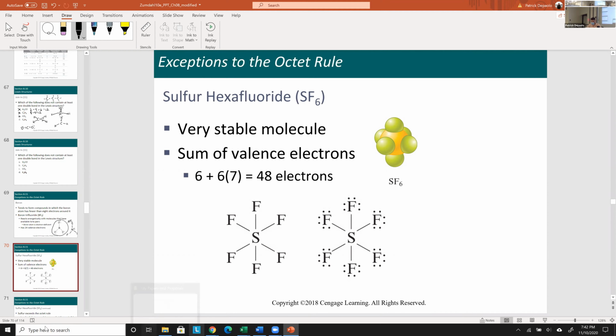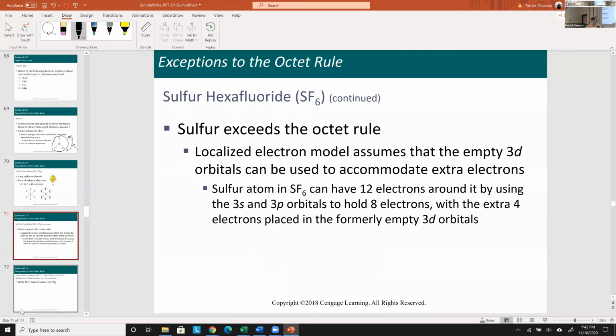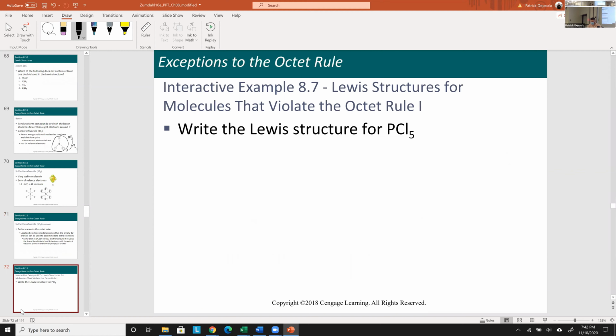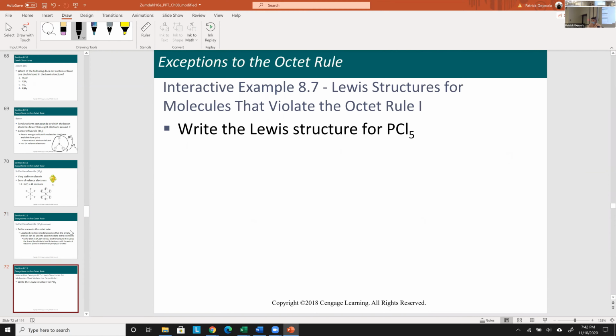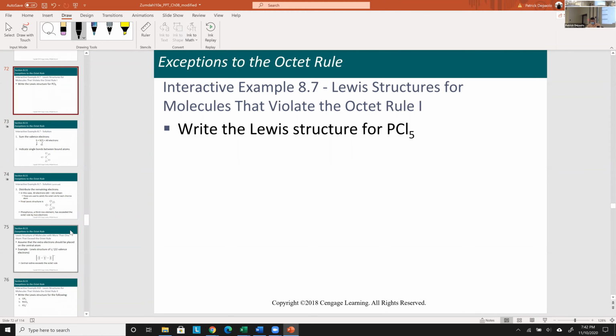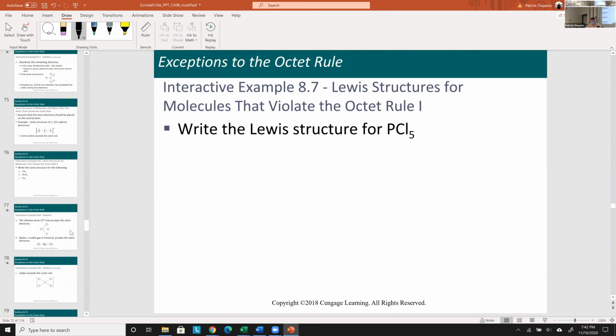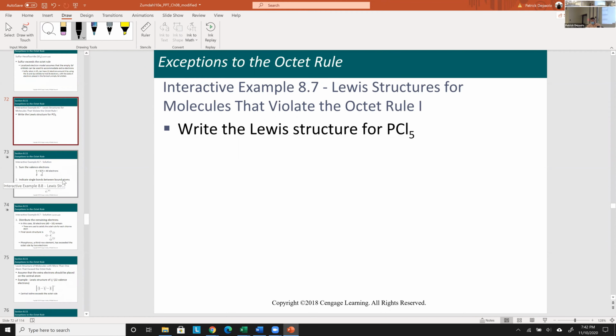And that's also true for, there's another one, PF5 or PCl5, which there it is, there's PCl5. But in this case, phosphorus does exceed the octet rule. And that's possible. And the extra 4 electrons are held in the 3d orbital. That's possible. And it's energetically stable. So write the Lewis structure for PCl5. So we'll do this one together, and then the next, and then we're going to take a break, and you're going to have 3 examples to do.